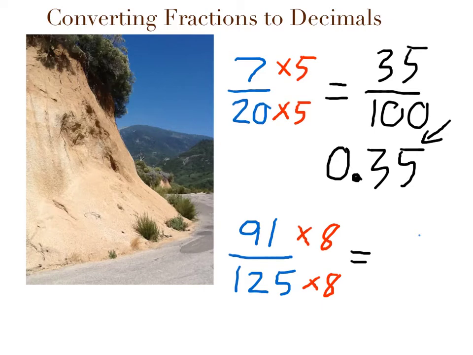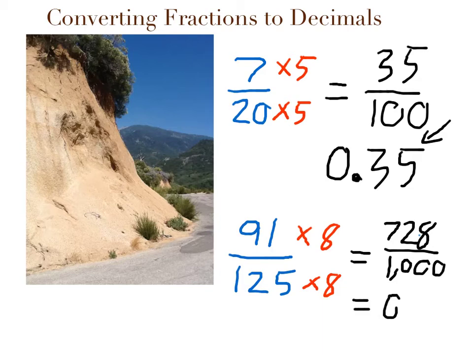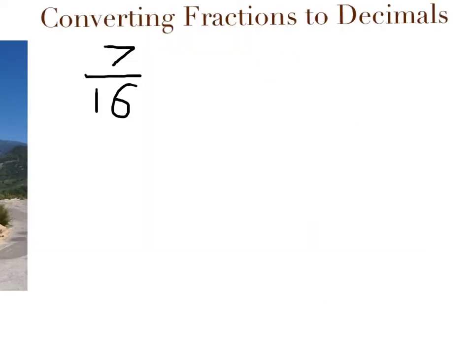This can also work for bigger fractions that have a factor of 1000 in the denominator, such as this one. 91 times 8 is going to be 728, and 125 times 8 is going to be 1000. Therefore, this fraction is equal to 0.728. Of course, this isn't always going to work out so nicely.